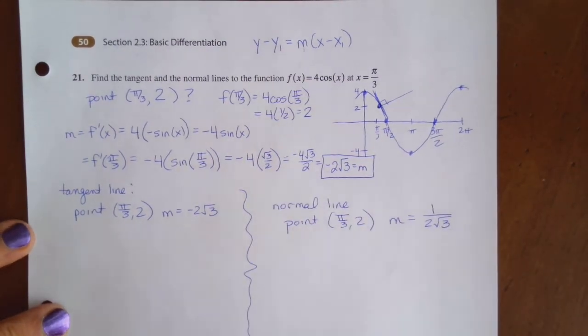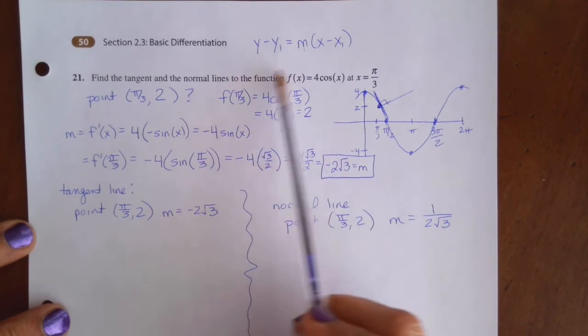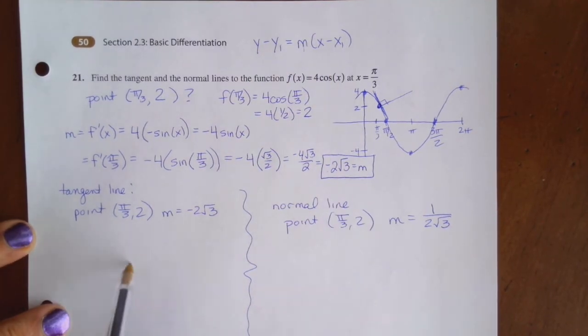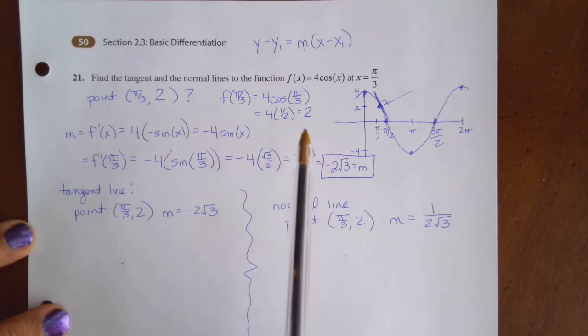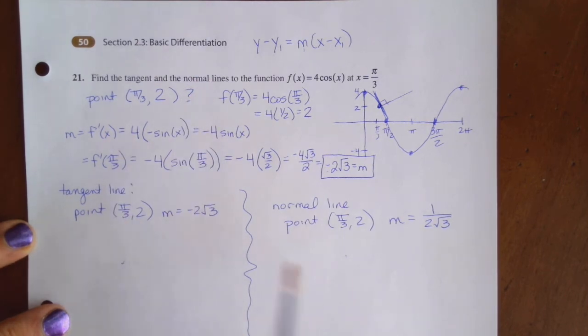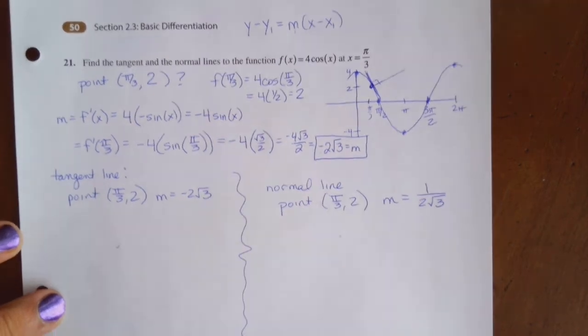Okay. So we're going to now do exactly the same thing. We're going to use this formula. We're going to get this equation of the line, and then we're going to do the same thing over here. So the only difference is your slope. So normal lines is just a fancy way to say perpendicular. So you have all the information now.